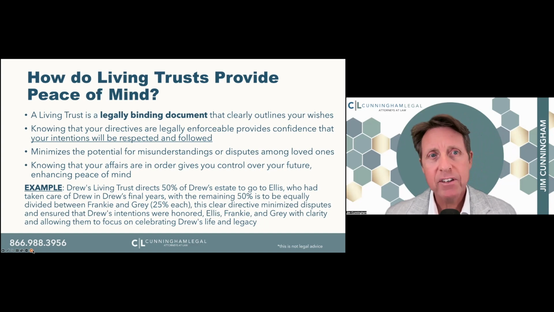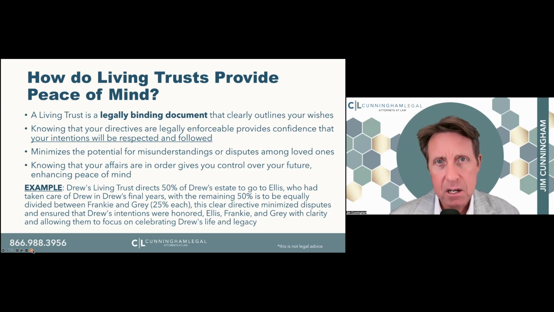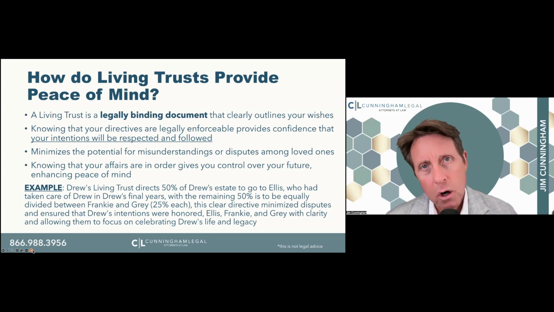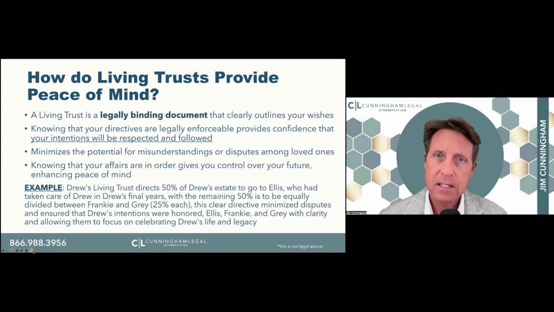Having a written estate plan, a properly written and funded revocable living trust, really minimizes the possibility of misunderstandings or disputes. Now, if you have a living trust, there can still be a dispute, but sometimes disputes happen because people don't know what mom or dad wanted to do. So having it written down and stated can help. Knowing that your affairs are in order gives you peace of mind. It gives you control over your future. It gives you agency. You are deciding what happens with your stuff when you're gone and who's in control, and that helps peace of mind.